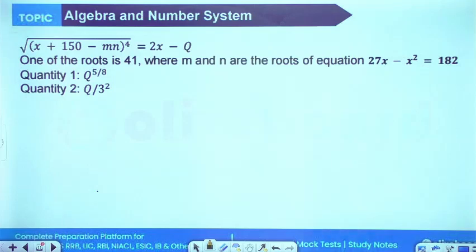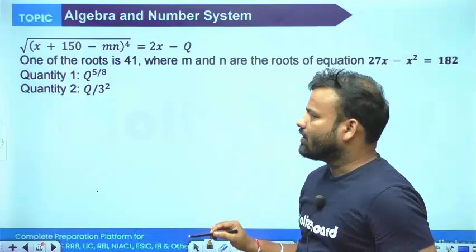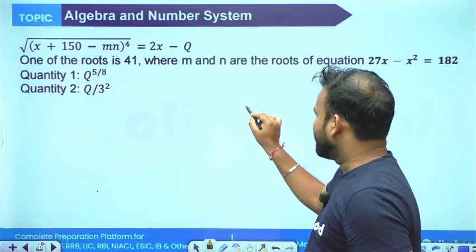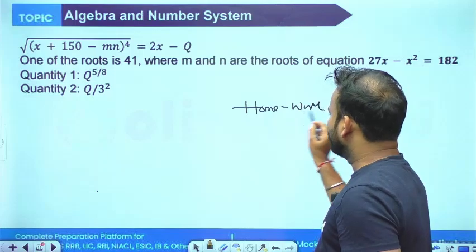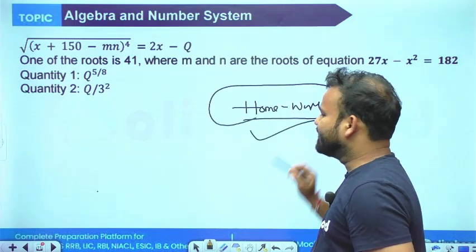So you do one thing. This is quantity Q1 and Q2. You have to compare both the quantities. This I am assigning as homework. And apart from this, I will be uploading some questions also. On a daily basis, we will be getting some questions.